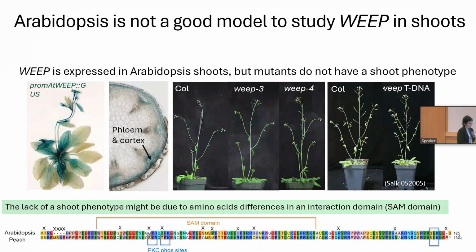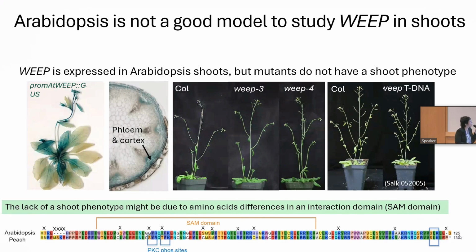So it's really nice to be able to study things in Arabidopsis. And many of you are studying lazy in Arabidopsis. I am too, as well as TAC. But unfortunately, it was not a good model to study weep. Even though it is expressed, and you could see the GUS reporter, there is no shoot phenotype in weep mutants. And I looked at many. The lack of a phenotype might have something to do with it not being woody.